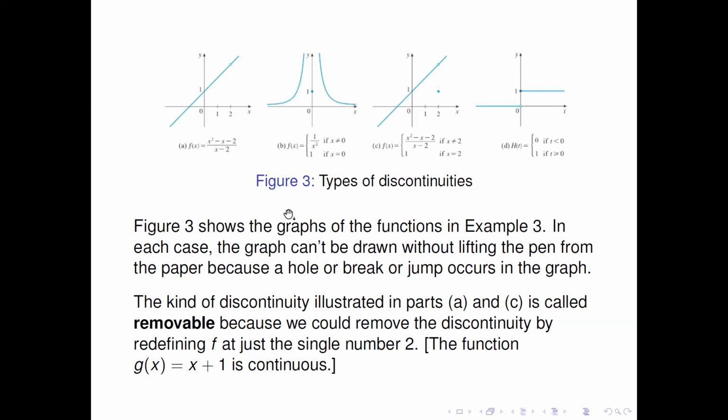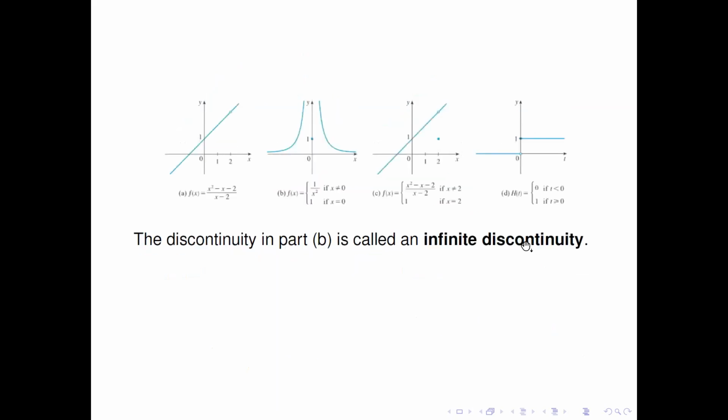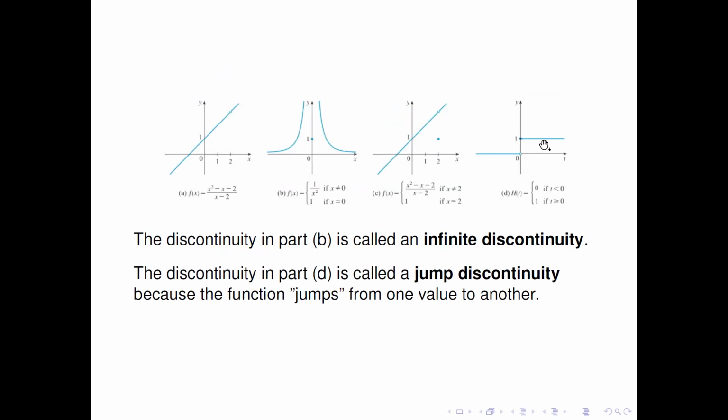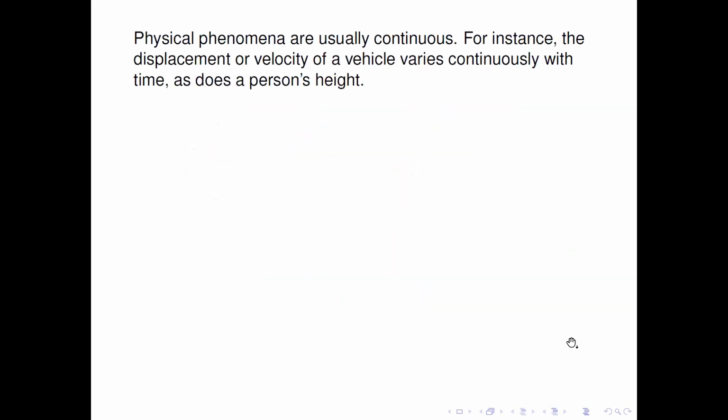The discontinuity for B cannot be removed. And that kind of discontinuity is called an infinite discontinuity. Infinite because the value of the function becomes very large positive. When that happens, we talk about this notion of infinity, right? And then the last one, the one for the Heaviside function, is referred to as a jump discontinuity, right? Functions like these, where the value of the function over an interval is often the same, are often referred to as step functions. And we'll see another example of a step function a little bit later in the presentation.